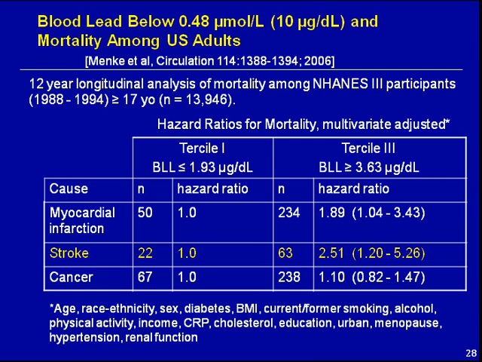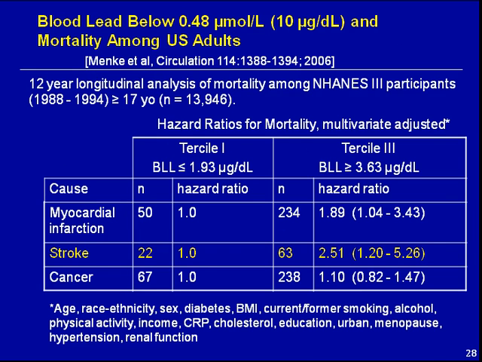A similar analysis conducted by Menke and his colleagues on this data set found similar findings. They analyzed the data in a somewhat different way and looked not just at cardiovascular mortality, but specific endpoints within cardiovascular mortality. And here they performed Cox proportional hazard ratios for mortality that were adjusted for multiple other factors, including age, ethnicity, diabetes, body mass index, smoking, and a number of other factors. Again, this is the general population sample.